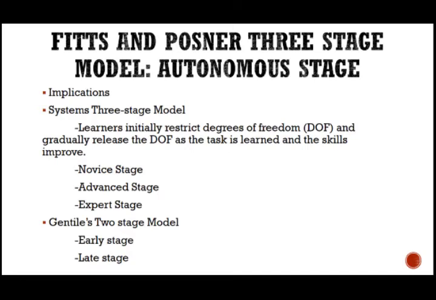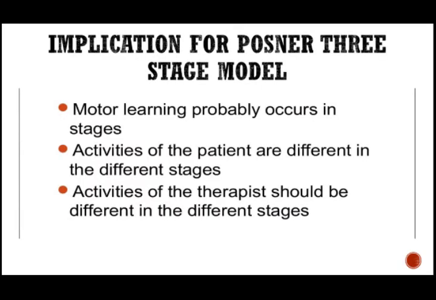Implications. Systems three-stage model. Learners initially restrict degrees of freedom, DOF, and gradually release the DOF as the task is learned and the skills improve. Novice stage, advanced stage, and expert stage. Implication for Fitts and Posner three-stage model. Motor learning probably occurs in stages. Activities of the patient are different in the different stages. Activities of the therapist should be different in the different stages.